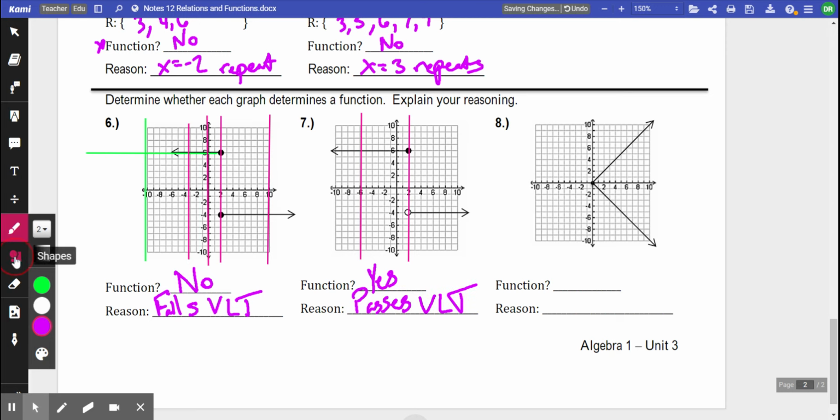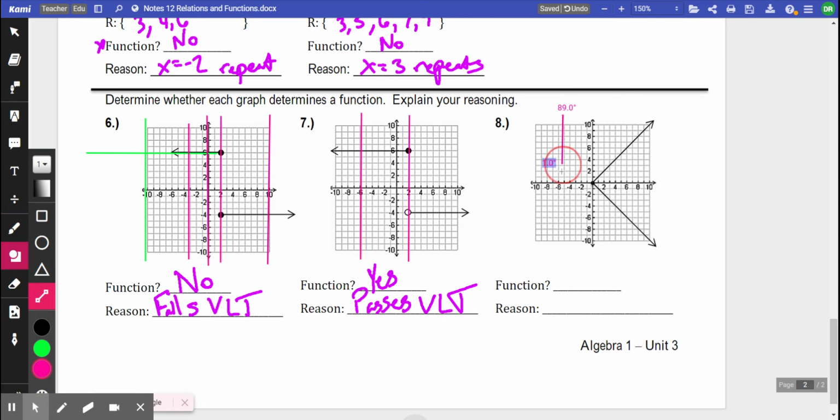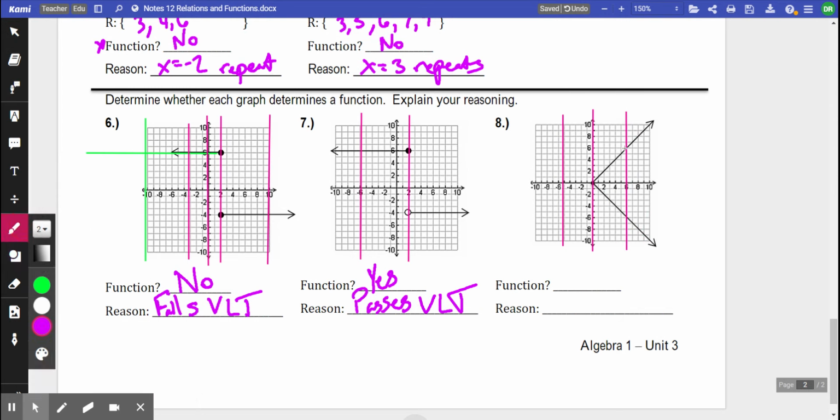Our last graph, if I draw in a vertical line, here it doesn't touch at all, that's fine. If I draw in this vertical line, it touches my graph once, which is fine. If I draw in this vertical line, here it intersects my graph up here at +6 and down here at -6. So because my vertical line touches more than one spot, it means no, it's not a function. Why is it not a function? Because it fails the vertical line test.